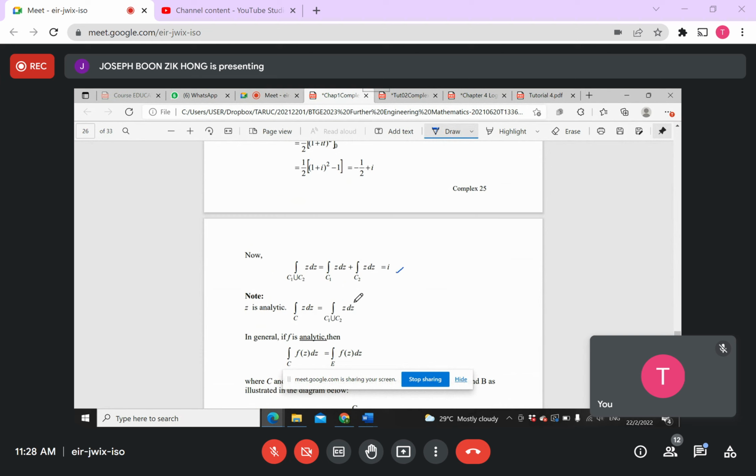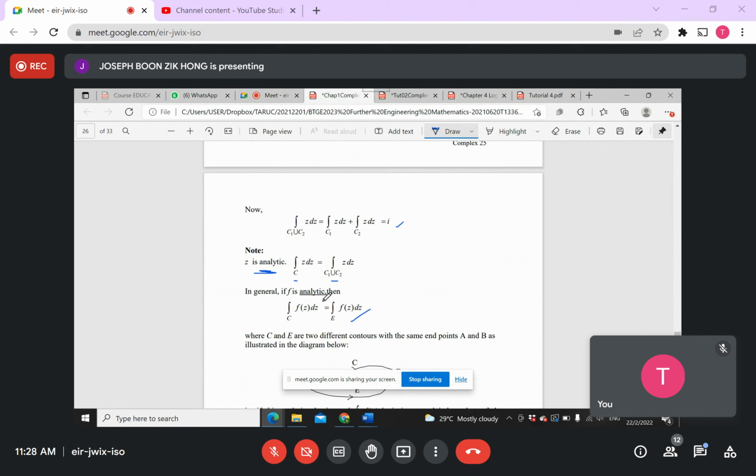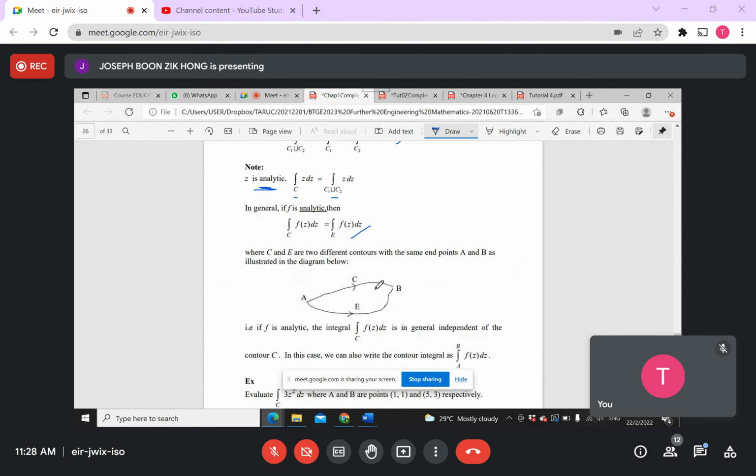So basically when z is analytic, no matter how many paths you separate into, as long as the initial point and the final point are the same, then you should get the same answer. So this one also the same, which is when they are analytic. As long as their first point and the initial point is the same, then you should have the same answer.